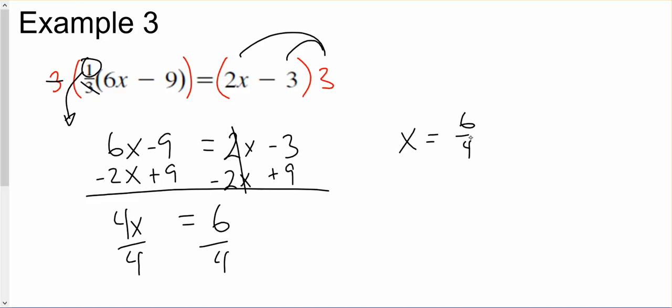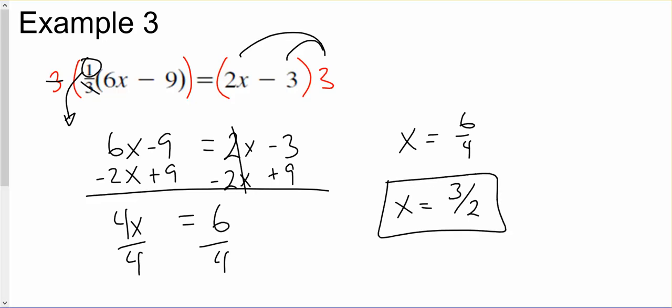6/4. And we look at this and we say, well, a 2 will go into both of those. 6 divided by 2 makes 3. 4 divided by 2 makes 2, so it's 3/2.